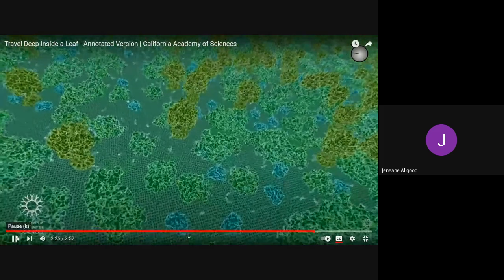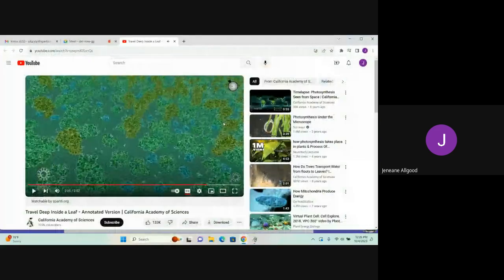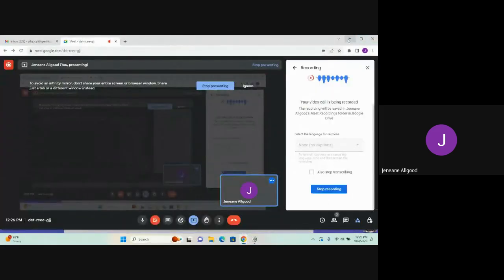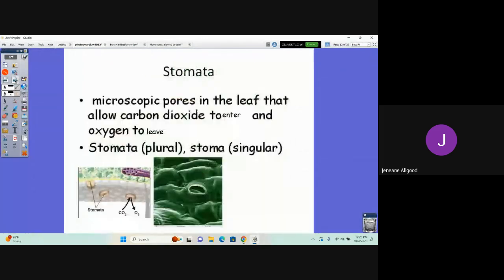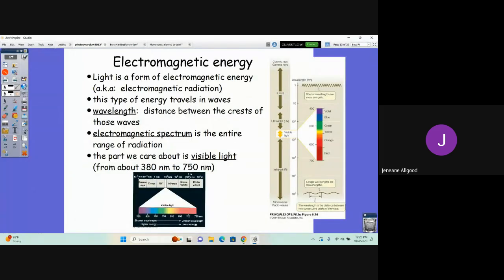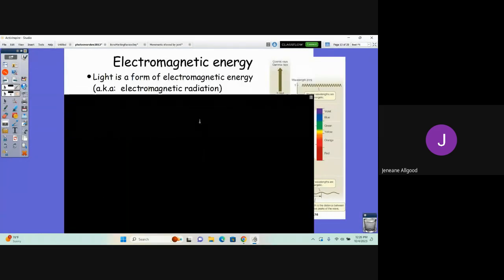I'll stop it there because we're not getting into the light reactions, but I at least wanted you to see that chloroplast structure. I think that's kind of cool. All right, next we are getting into light and wavelengths of light.